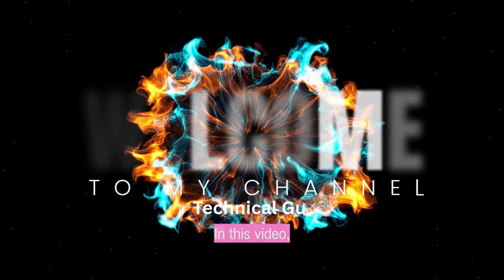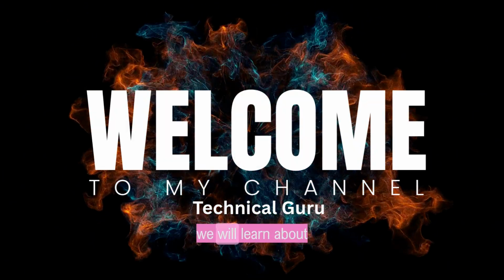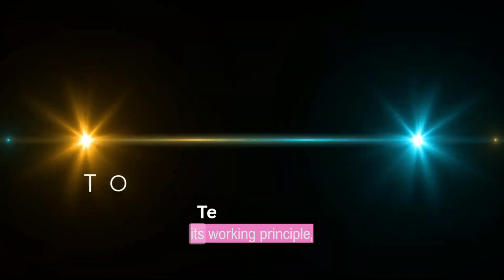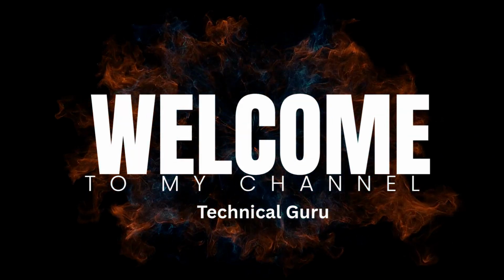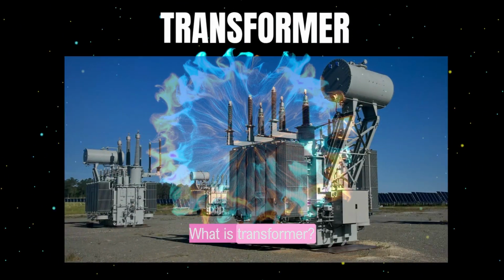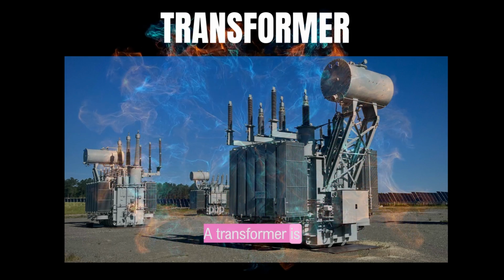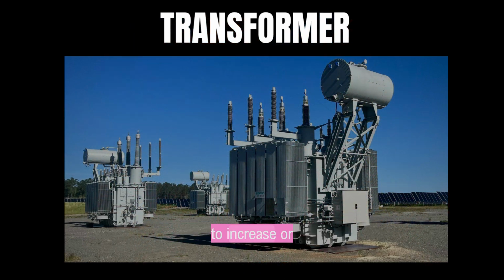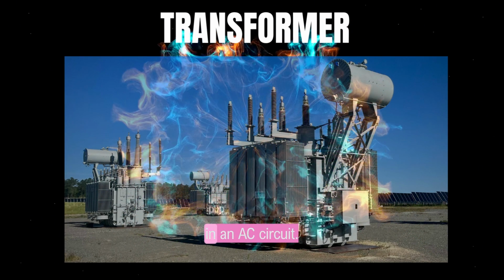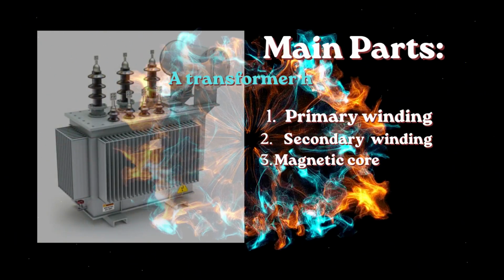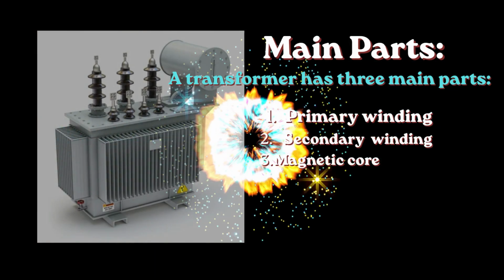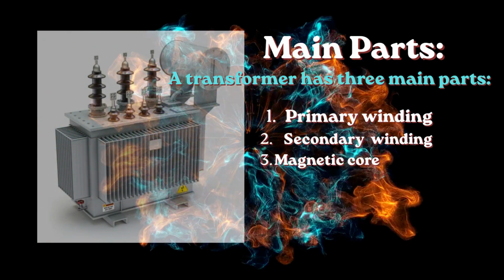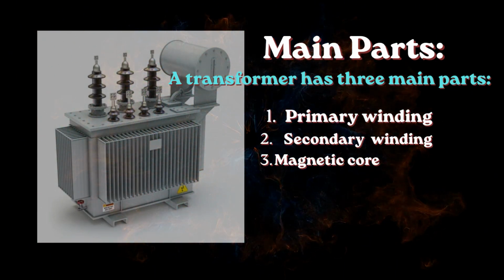Hello everyone. In this video, we will learn about a transformer, its working principle, and types in a very simple way. What is a transformer? A transformer is an electrical device used to increase or decrease voltage in an AC circuit. Main parts. A transformer has three main parts: primary winding, secondary winding, magnetic core.